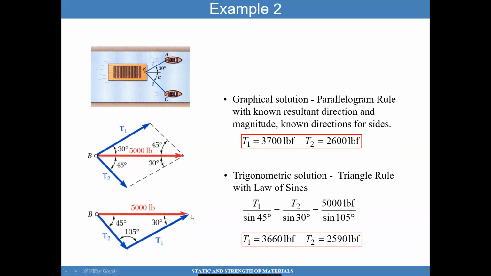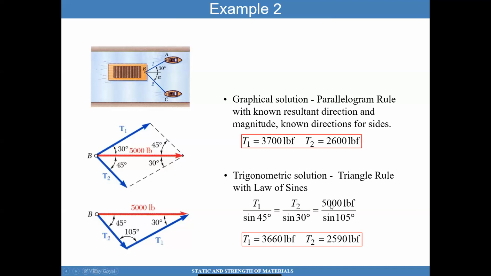So given this information, given this resultant 5,000 pounds, you can determine this distance and this distance because you know their angles. You can also use trigonometry very quickly. Tension T1, the tension in rope 1, divided by sine of 45 equals tension 2, the magnitude of rope 2, divided by sine of 30, which is equal to 5,000 divided by sine of 105.